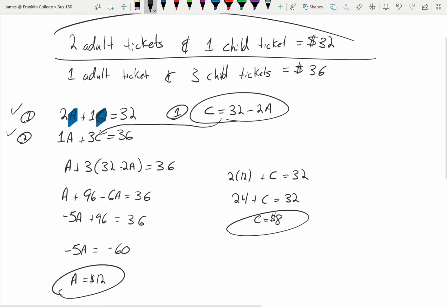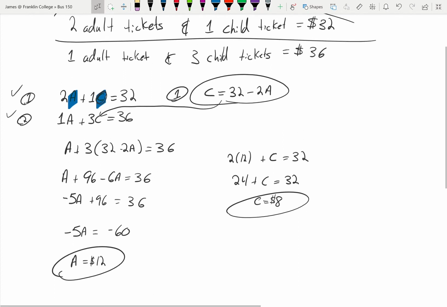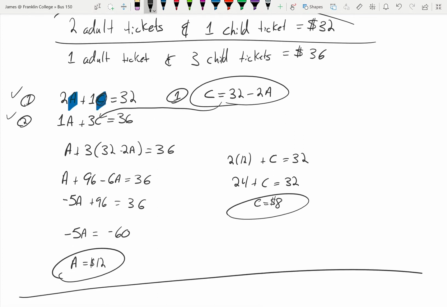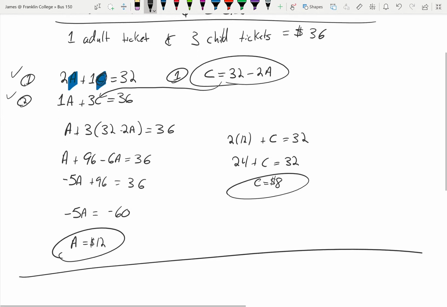So what does that tell us? That each adult ticket is worth $12, and each child ticket is selling for $8. So that's one way that we're going to be dealing with two equations and two unknowns, and that's how we do it when they're written in standard form. We've got all variables on one side of the equation. We solve for one of our variables and then plug that into the other equation.